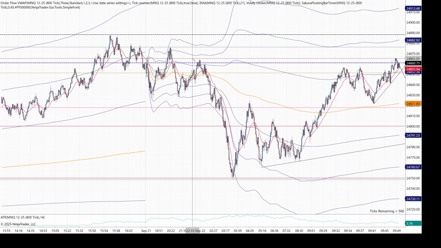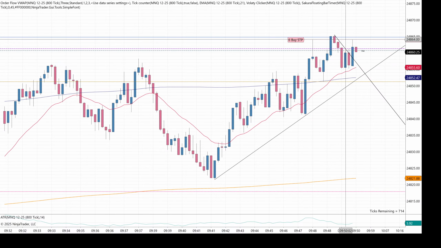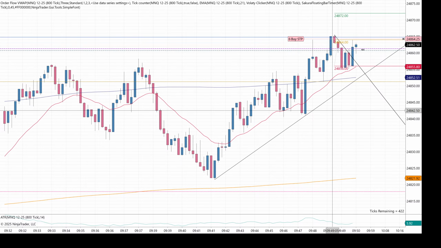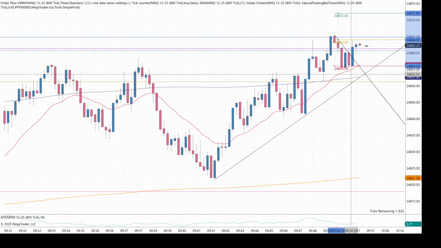I'm trying to see if this was a level that we hit as well. It is. Might be testing the overnight highs. So this will be my next trigger to go up, if we get it. It doesn't, well, we'll see if we get the trigger. Doesn't look like we will. Okay, we did not get the trigger.